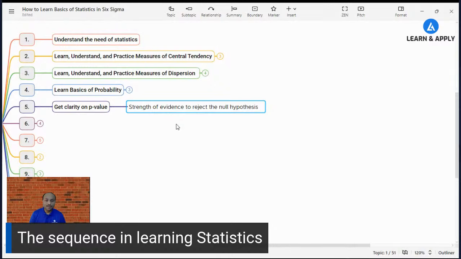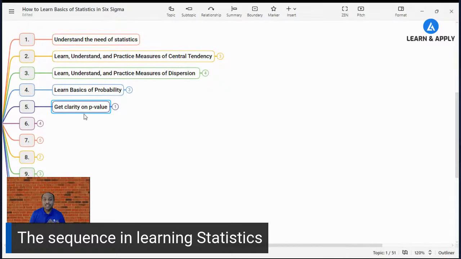Again, it is a part of hypothesis testing. It indicates the strength of evidence to reject the null hypothesis. The null hypothesis is nothing but the hypothesis or the statement that we have assumed before starting the analysis. This is again very important and it's the core of the statistical tools that we are going to see.